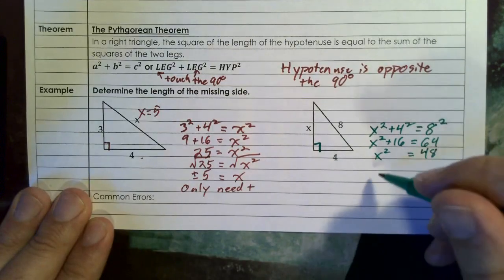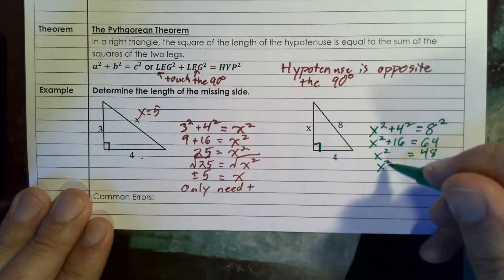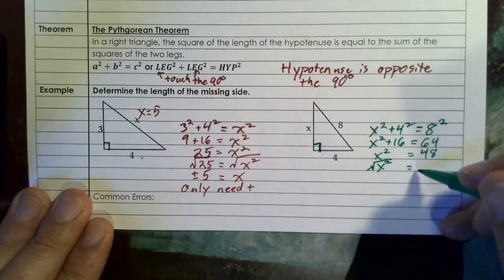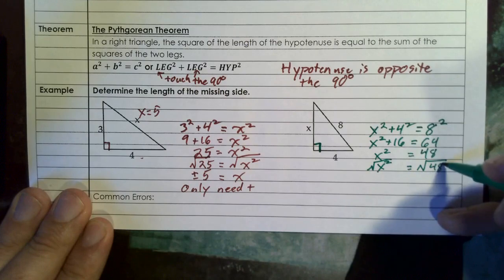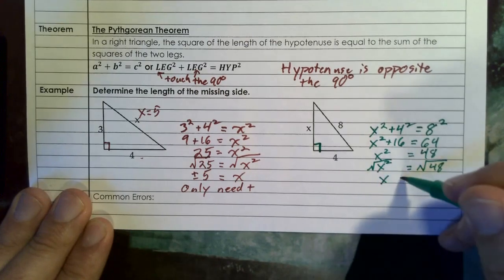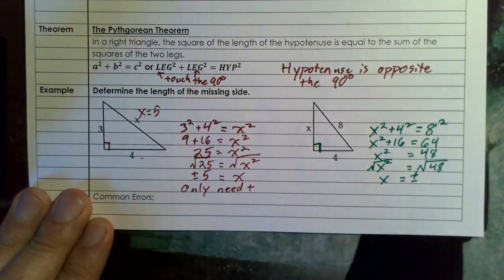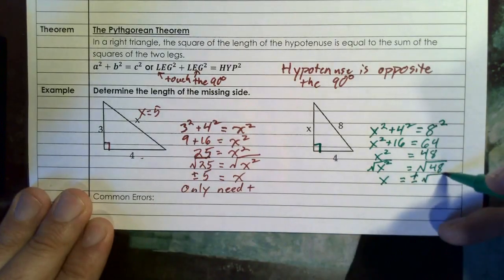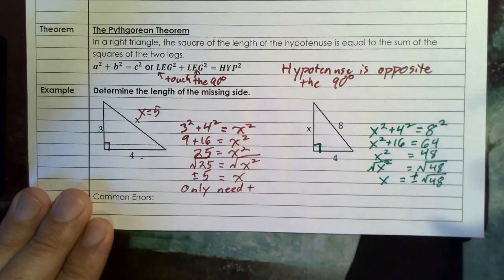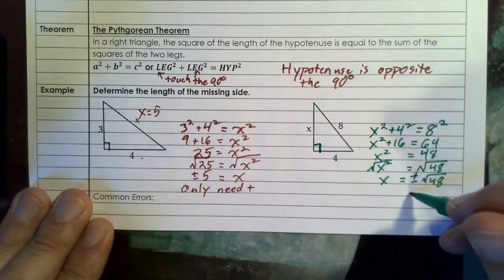And then I would square root both sides. So x squared equals the square root of 48. There we go. So x equals plus or minus. Now the square root of 49, that's nice, that's 7. But the square root of 48, not so nice. So I'm just going to leave it as the square root of 48. We could simplify that down if you care to know.